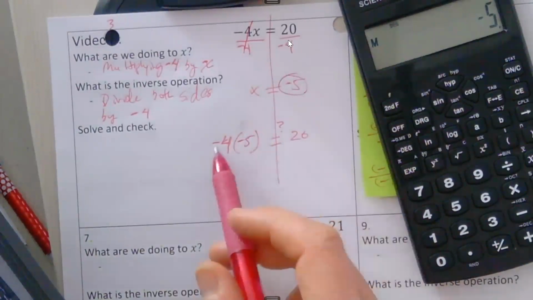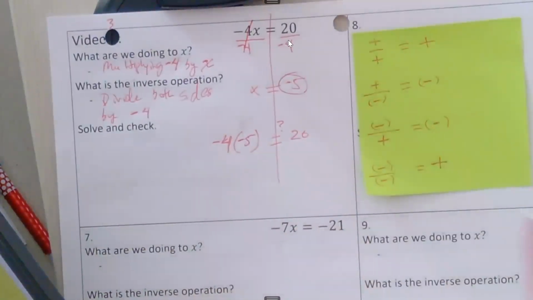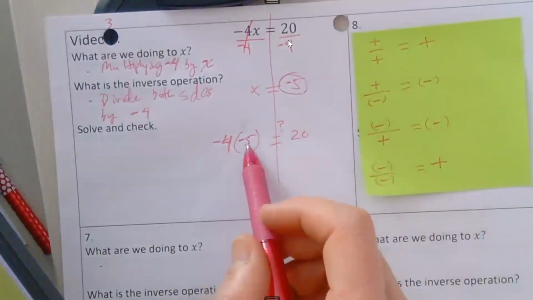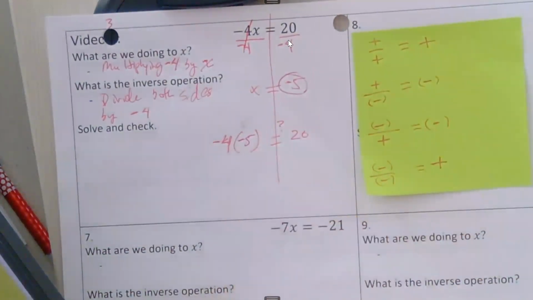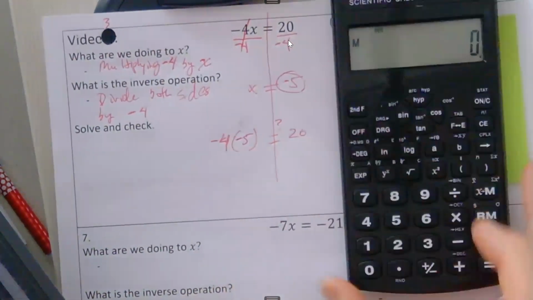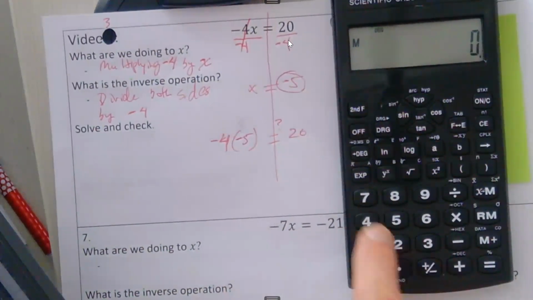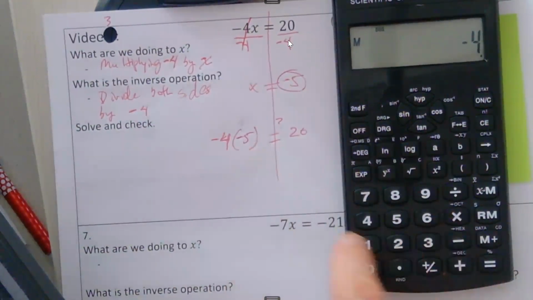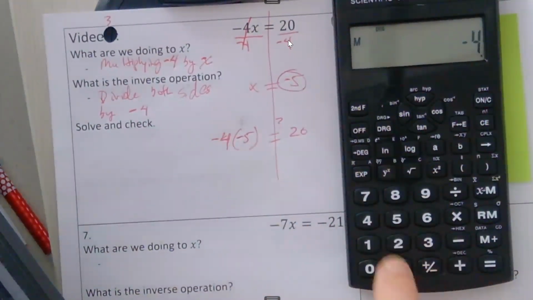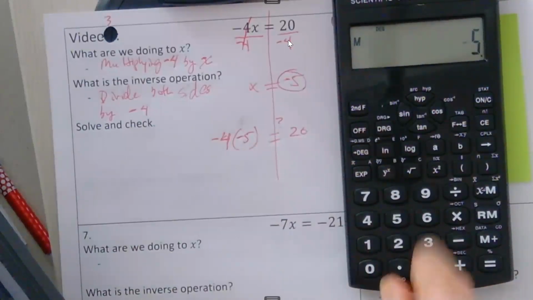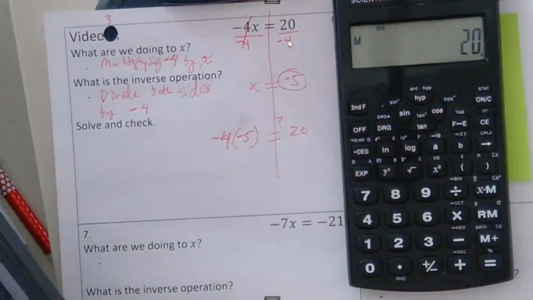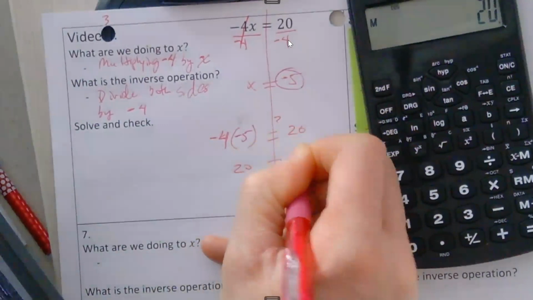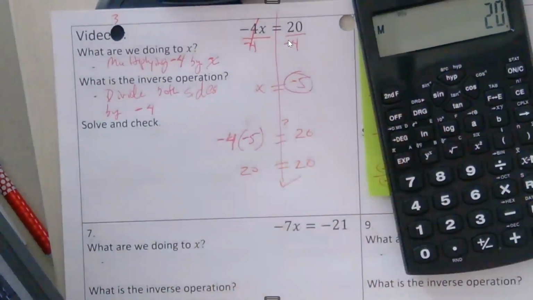Well, let's think about this. We've got negative times negative. And just like negative divided by negative equals positive, two negatives. When we have negative multiplied by negative, two negatives, well, is that positive? So -4, this would be 4 negative. Multiply -5, so 5 negative. 20. So 20 does equal 20, and we've checked it. Great job.